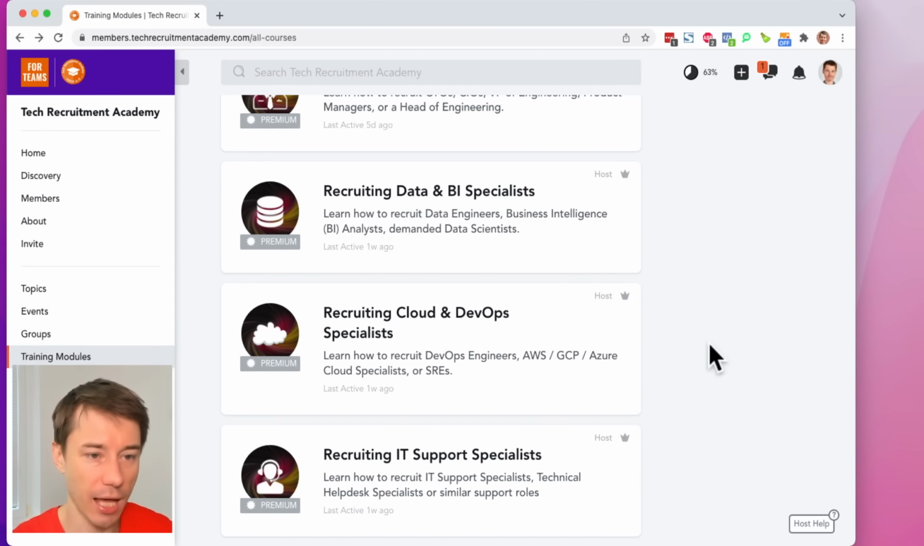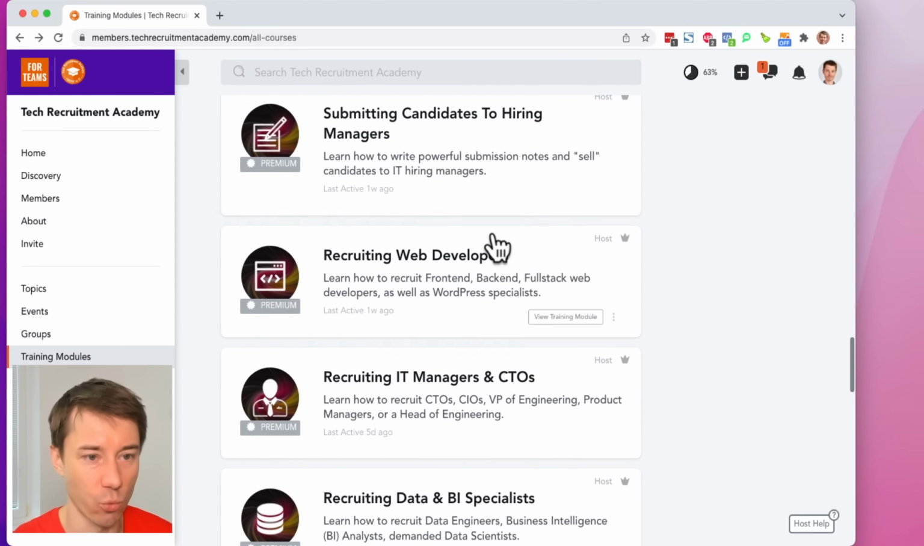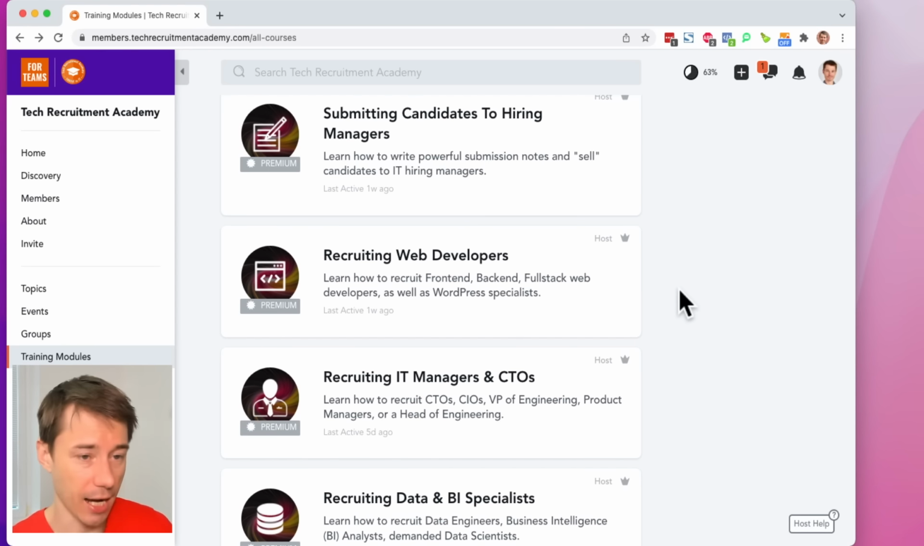So if you have a client who is looking for web developers, full stack, C#, then you can just open up this particular module. You can see what I would ask the hiring manager based on the job description. You can see what I would ask the candidate based on his or her resume, and then you would see if the match is good or not.